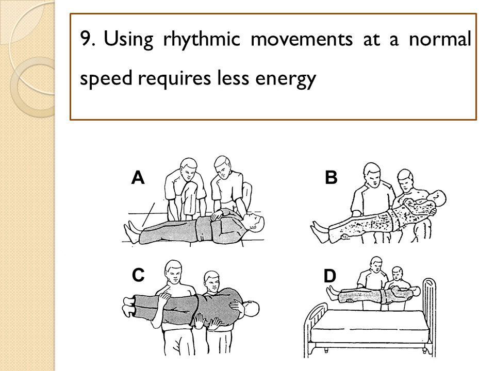So there has to be rhythmic movement. Suppose on the count of 1, 2, 3 you hold the person, on 4 you lift the person, on 5 you walk, and on 6 you put the person on the bed. Like that there has to be some rhythmic movement, then only will there be less energy consumption, and it will be a less strenuous activity.